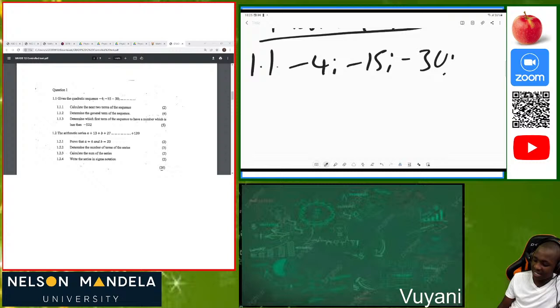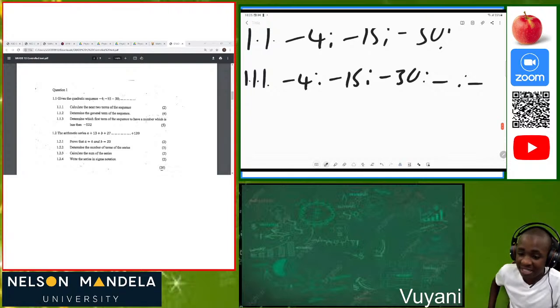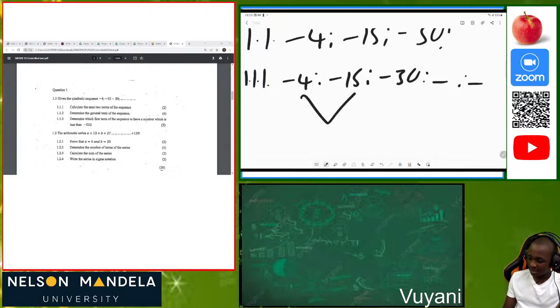Bear in mind, this is a quadratic sequence, and a quadratic sequence has a constant second difference. So we're given -4, -15, -30. Now we need the next 2 terms of the sequence. That means we must determine the difference of the terms. So d is equal to t2 minus t1. Even if t2 is smaller than t1, it's the principle. We proceed with the principle of what we are supposed to do.